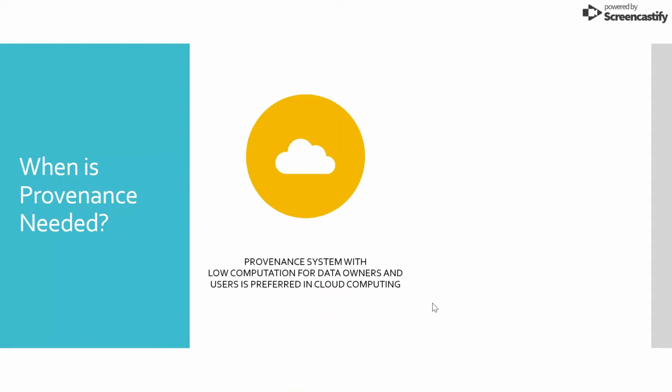When a document is being created, the data owner can specify a fine-grained access control policy for the documents stored remotely in the cloud servers. Low computation and communication overhead at the data owner or user side. In cloud computing, the computational ability is not required to be high, except for the cloud server. Thus, a provenance system with low computation for data owners and users is preferred in cloud computing.